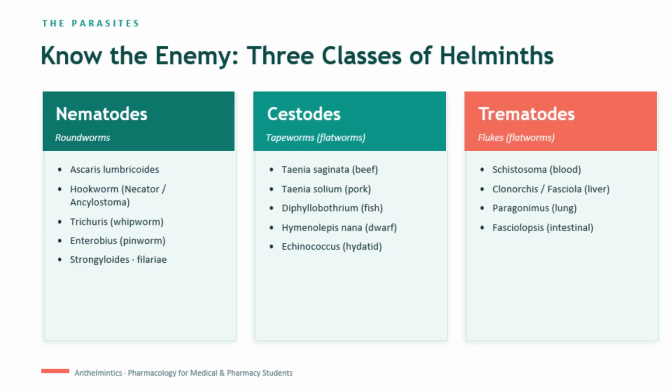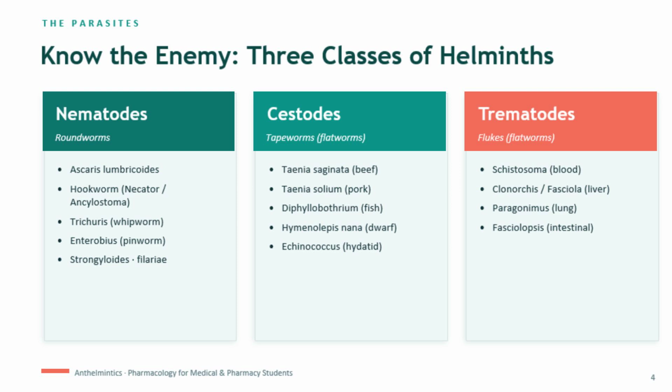To choose the right drug, you first have to know your enemy. Helminths fall into 3 groups. First, the nematodes or roundworms. These include ascaris, hookworm, whipworm, pinworm, strongyloides, and the filaria.